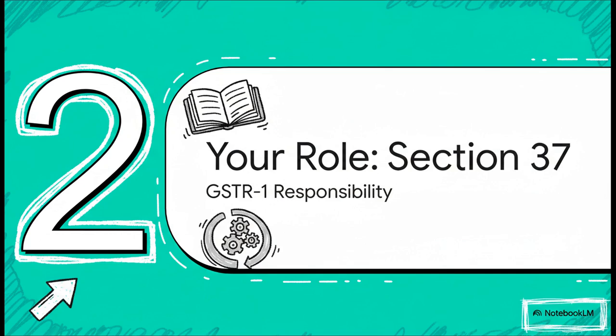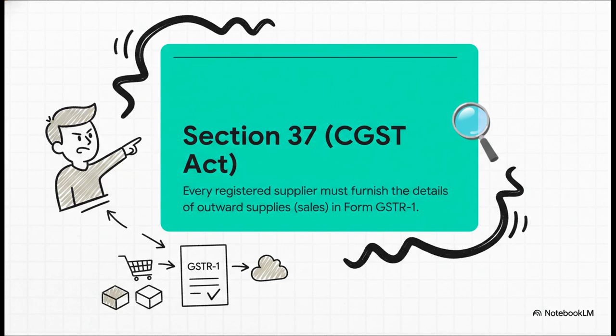To really get why this is a mistake, you have to understand that there are two different sections of the GST law that are working at the same time but separately. Let's start with your main job as a seller, which is all laid out in Section 37. Section 37 of the GST Act is crystal clear on this. It says that you, the seller, are legally on the hook to report the details of all your sales, what the law calls outward supplies, in your GSTR-1 return. This is your responsibility and nobody else's.